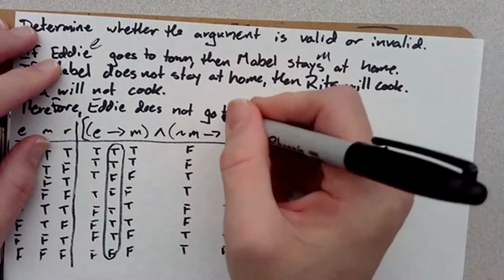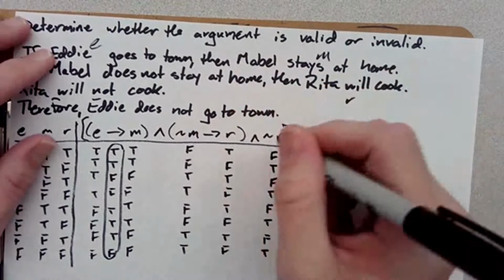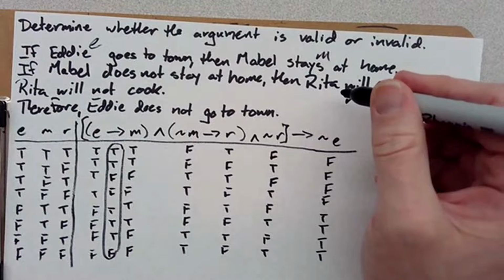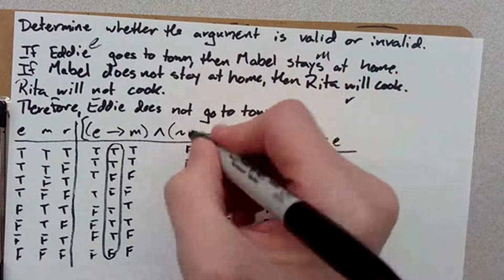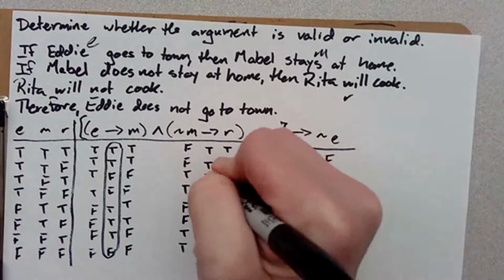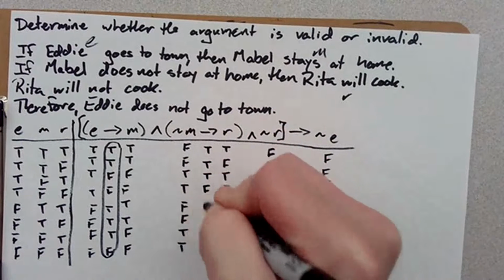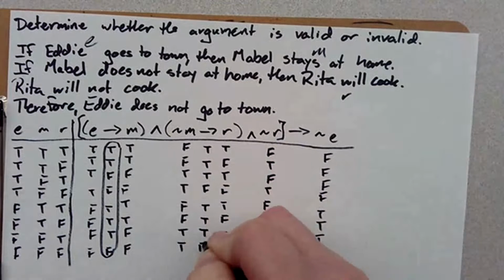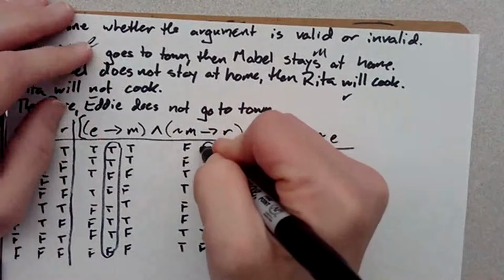Next, not M implies R. Again, true implies false. If true implies false, it's false. Otherwise, it's true. False implies true is true. False implies false is true. True implies true is true. True implies false is false. And we circle that one.